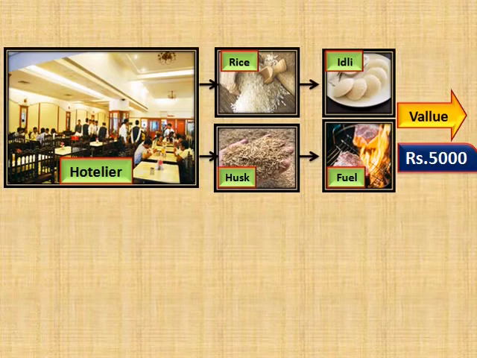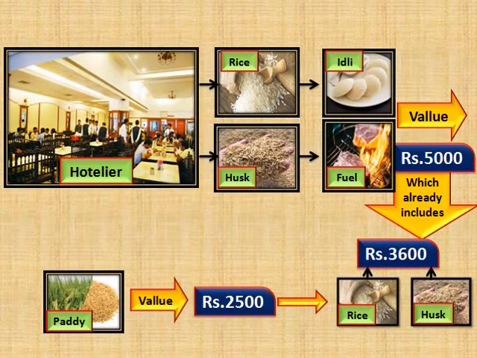The hotelier makes idli and dosa from rice, and husk is used as fuel by him. The hotel owner, by using rice and husk, makes 5,000 rupees from the sale of idli and dosa. The total value of goods produced by the hotelier amounts to 5,000 rupees. Thus, the value of the final goods already includes the value of all the intermediate goods that are utilized in the making of the final good.